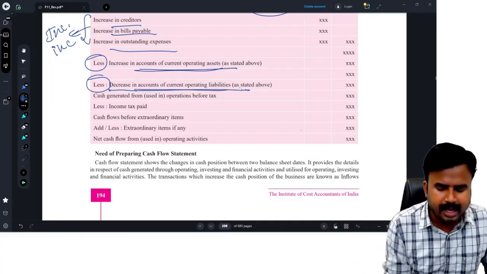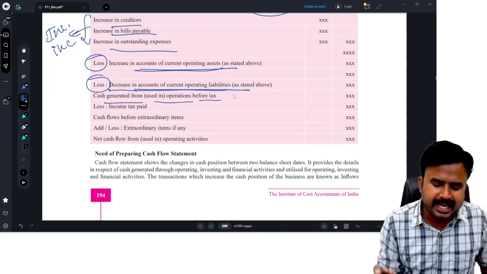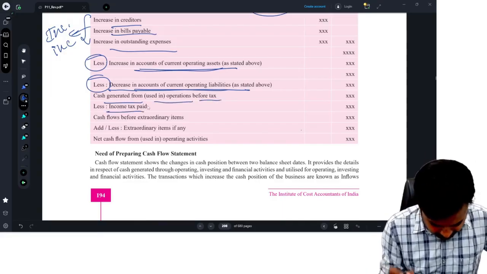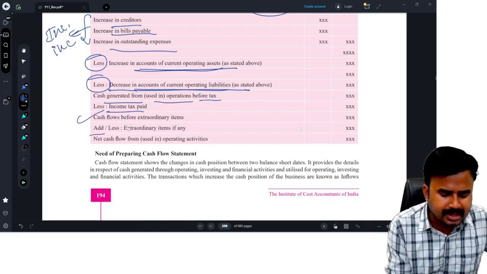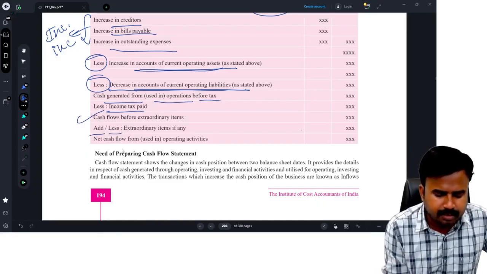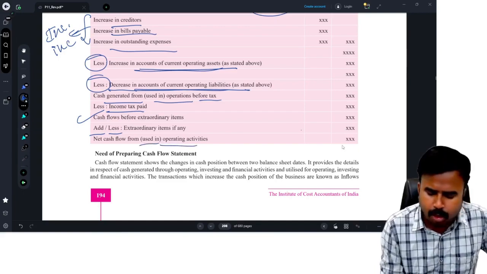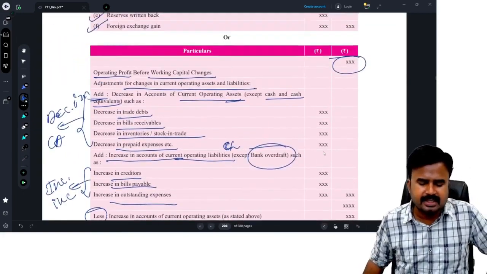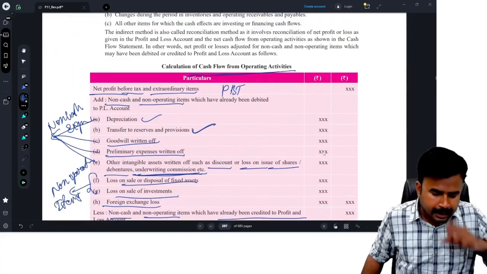Then finally I'll get cash generated from operations before paying income tax. Deduct income tax paid from it, then I'll get cash flows before extraordinary items, add or less. Such extraordinary items can be an addition or subtraction. Then finally I'll get net cash flows from operating activities, or net cash flow used in the operating activities. This is regarding cash flows from operating activities under the indirect method.